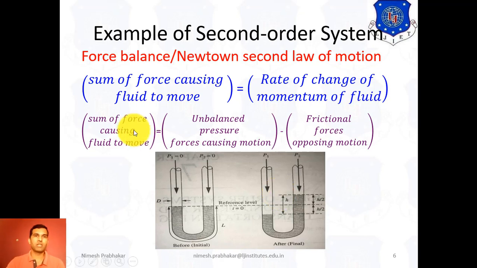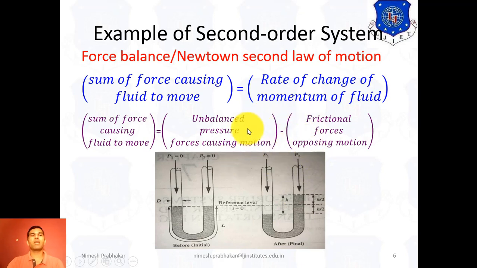That means the sum of forces causing fluid to move is equal to the unbalanced pressure force. That means the pressure balance is changed. We know that if P1 is greater than P2, then this condition is achieved. This is the unbalanced pressure force causing motion minus the frictional force. This frictional force is present due to the fluid in this tube on the opposite side, so this is the minus sign.